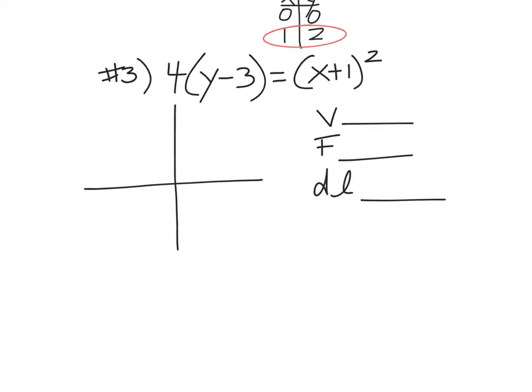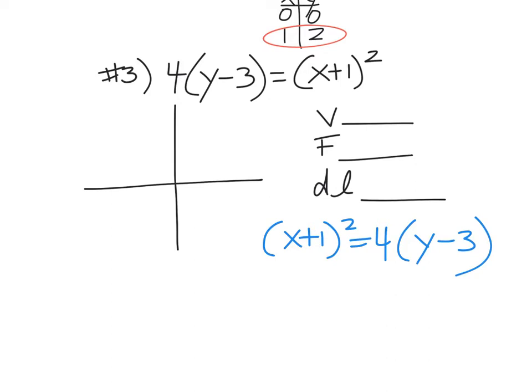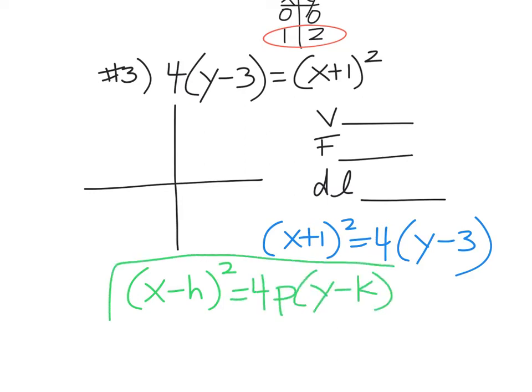Now, this form that they put it in is close to the form we're used to. The form that I gave you yesterday looks like this: (x plus 1) squared equals 4(y minus 3). It's the same thing, okay, just rearranged. So yesterday I gave you (x minus h) squared equals 4p. Do you want to write that down? Maybe that'd be good. (x minus h) squared equals 4p(y minus k). So that's the formula that you need to know for parabolas that open up and down.